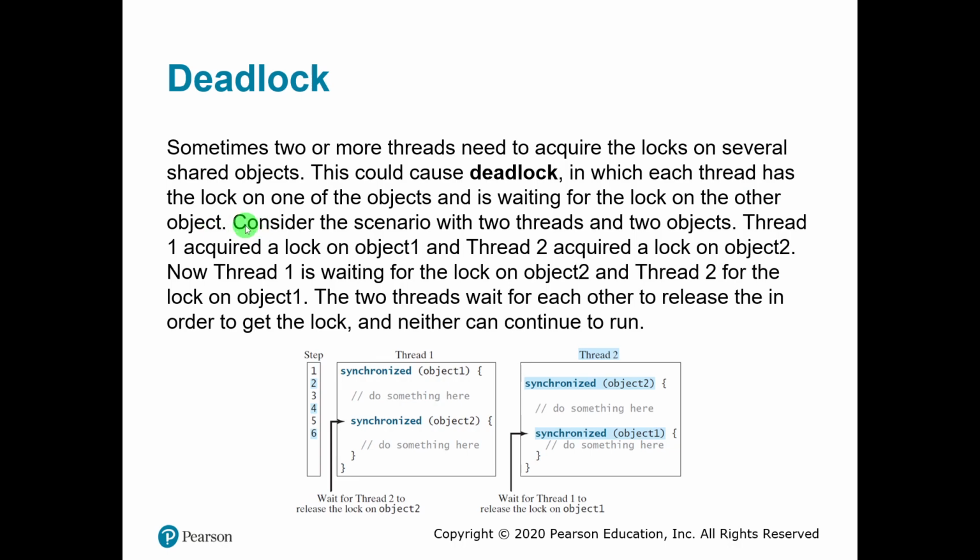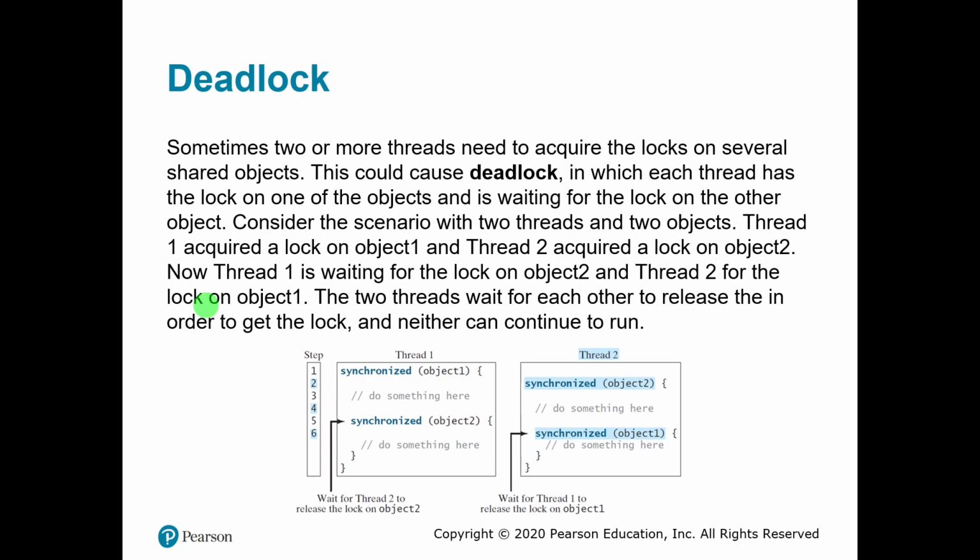So consider this scenario with two threads and two objects. Thread 1 acquired a lock on object 1. Thread 2 gets a lock on object 2. Thread 1 is now waiting for the lock on object 2, and thread 2 is waiting for the lock on object 1. So they're both waiting on the other one to release its locks. But since they're both waiting, nothing's ever going to happen, and they are in deadlock.